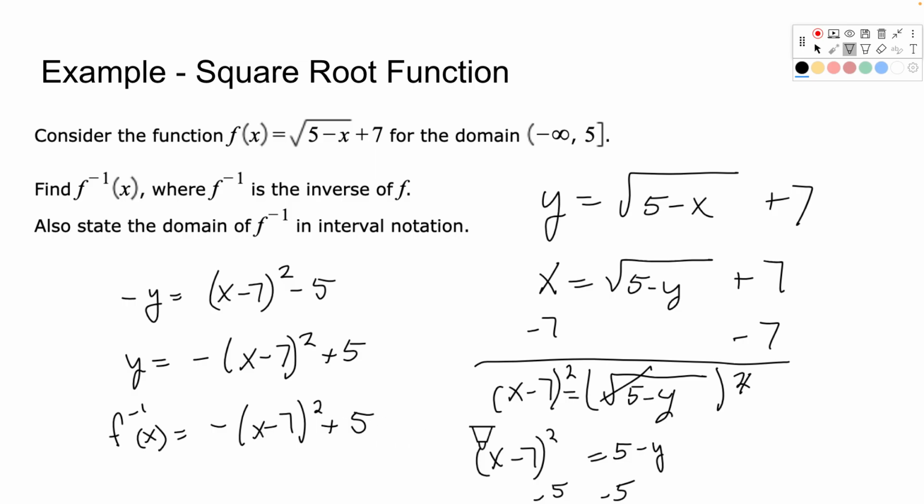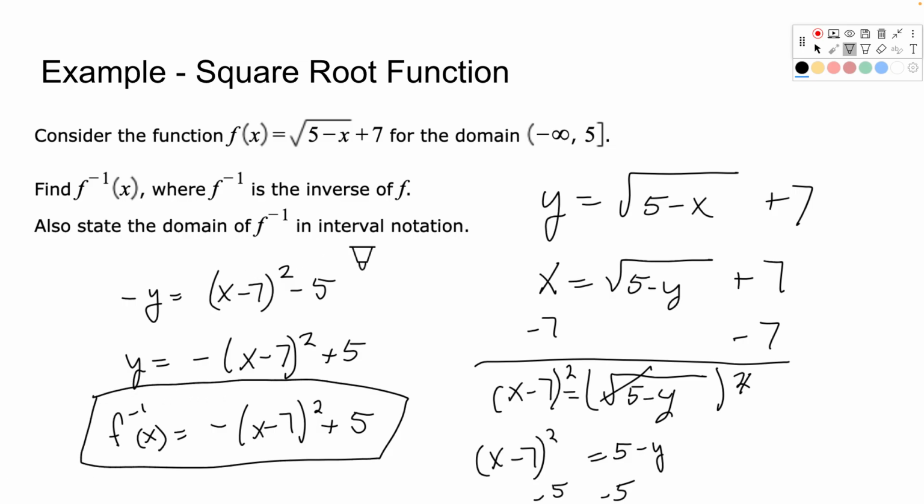Negative 7 plus 5. But that's it. So what's the domain of the inverse? Now this is where it gets a little tricky. We know the domain of the function that we started with, and the domain refers to the x. So what's the domain of the forward function going to be in relation to the inverse function? The domain will be the range of the inverse function, because this was the x and now it's the y. So that's an easy way to do this.